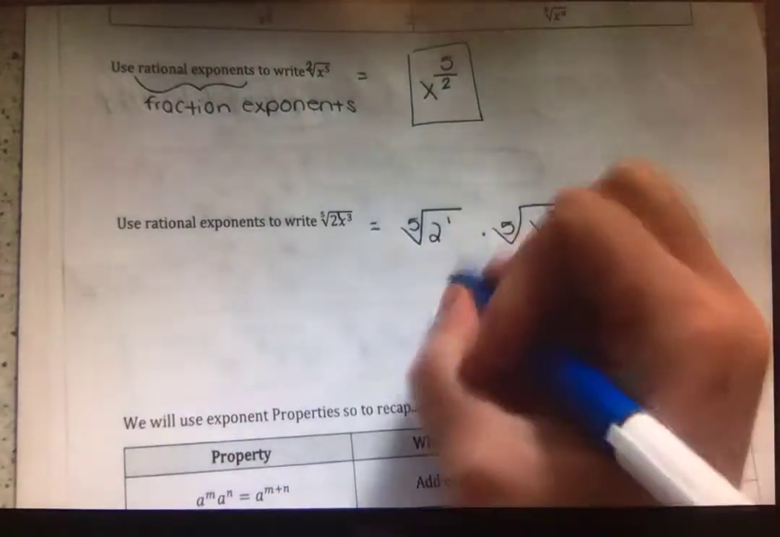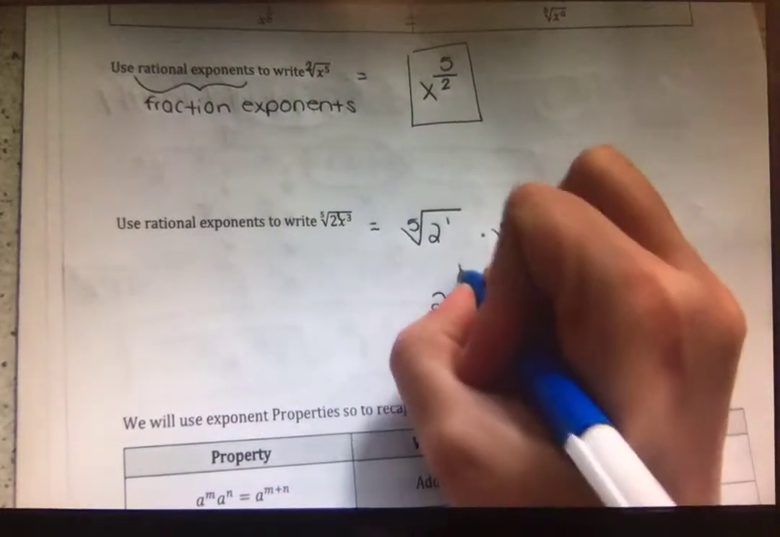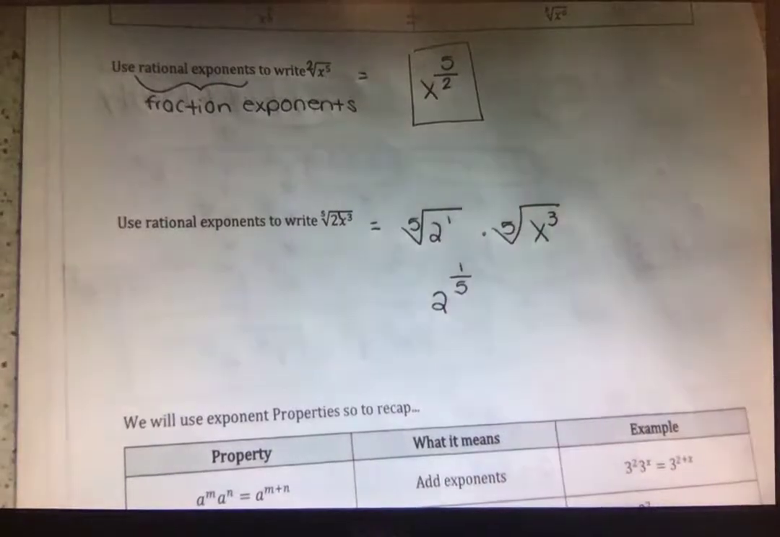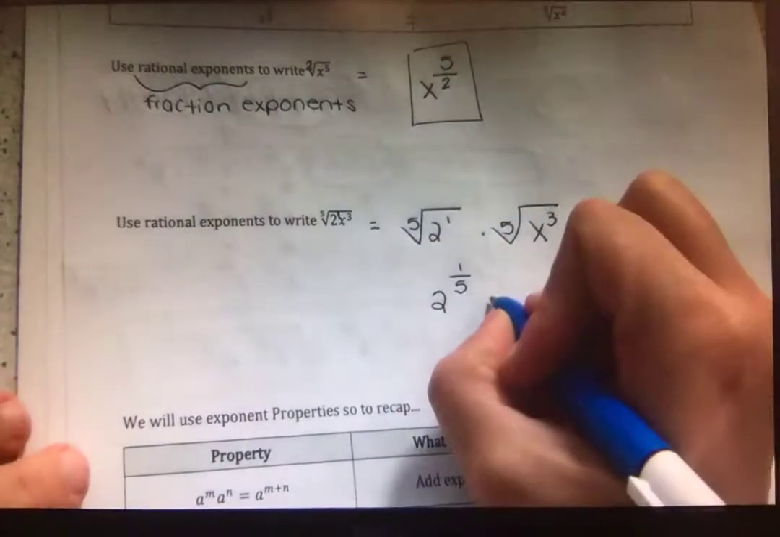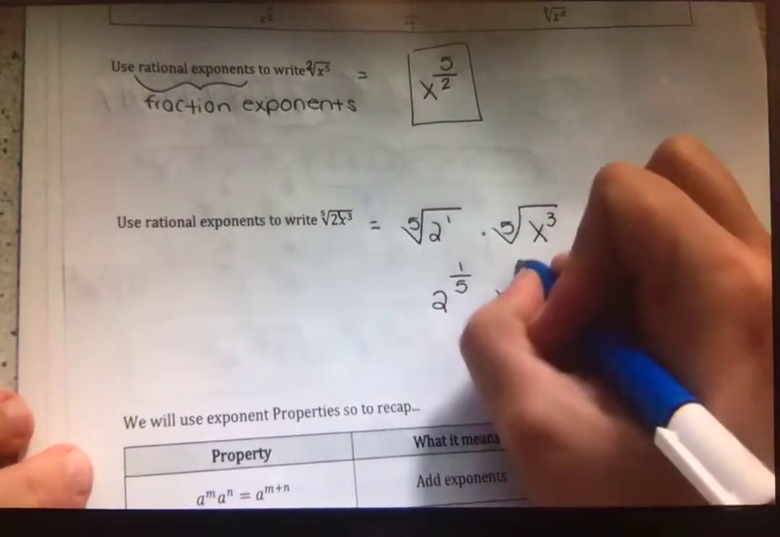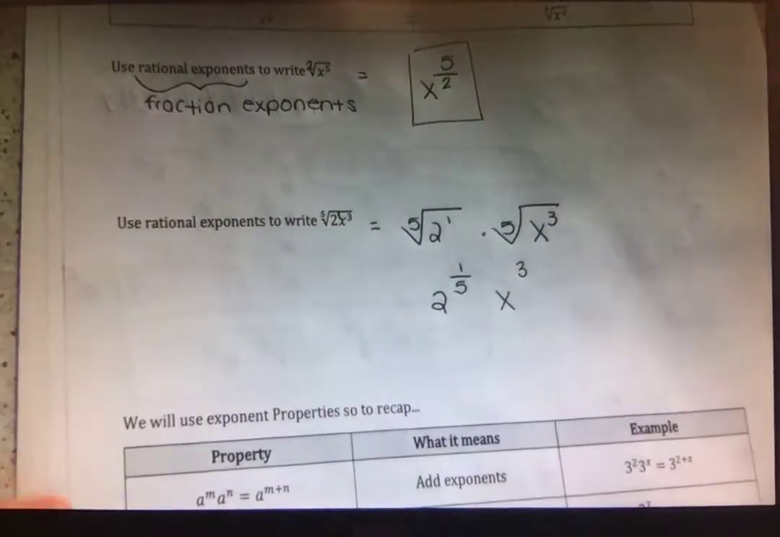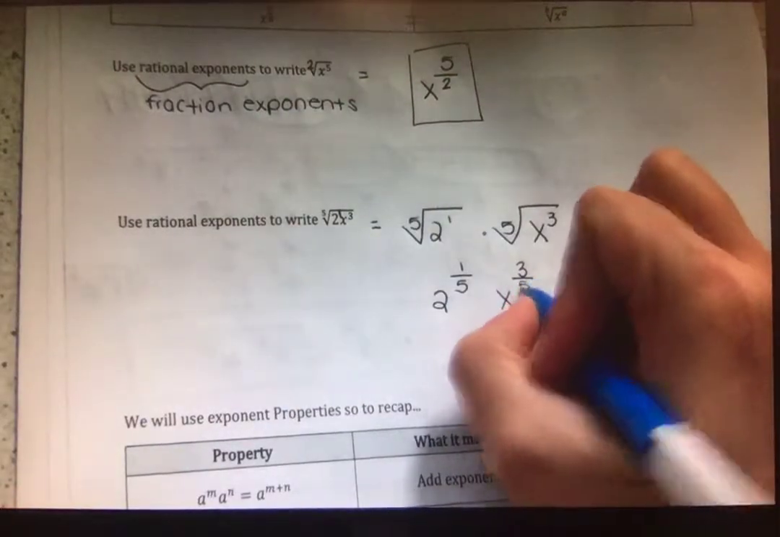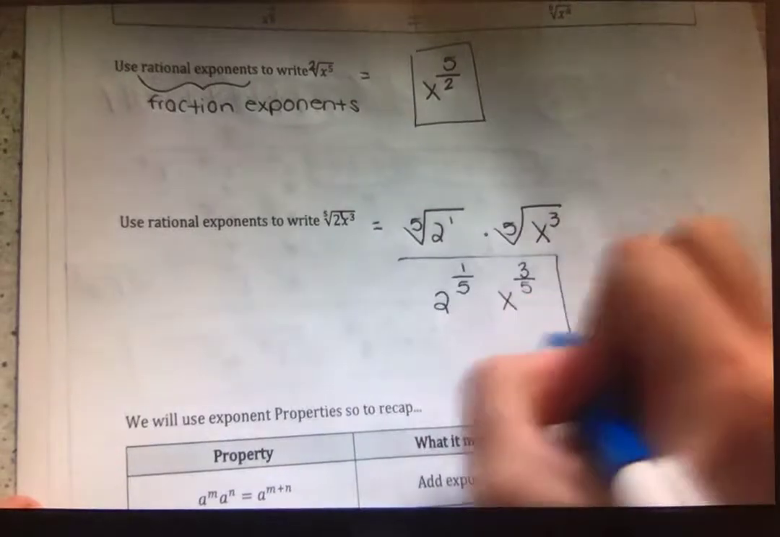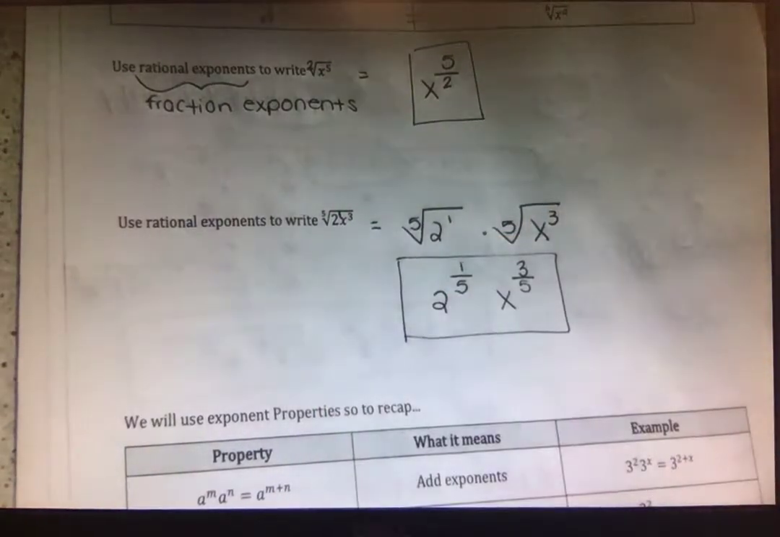Now writing these separately, my base is 2, 1st power, 5th root, so that 5th root goes on the bottom, times x is my base, 3rd power, that power stays up top, 5th root, that 5 goes to the bottom. These are not like terms, so they cannot be combined. Boom, we're done.